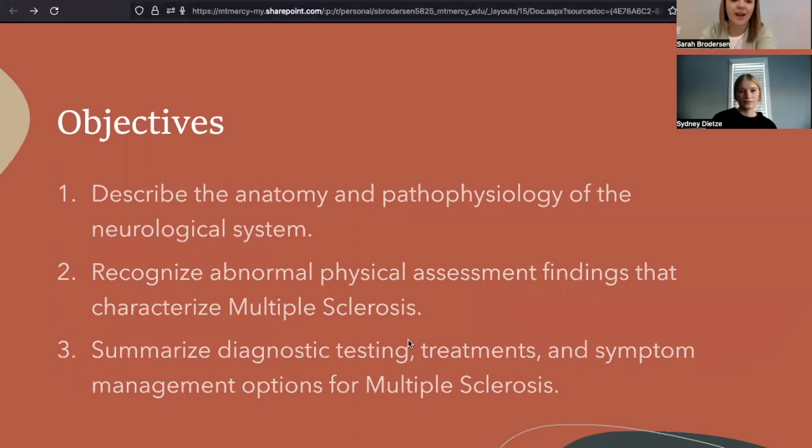So the objectives today are to describe the anatomy and pathophysiology of the neurological system, recognize abnormal physical assessment findings that characterize multiple sclerosis, and lastly, to summarize diagnostic testing, treatments, and symptom management options for multiple sclerosis.